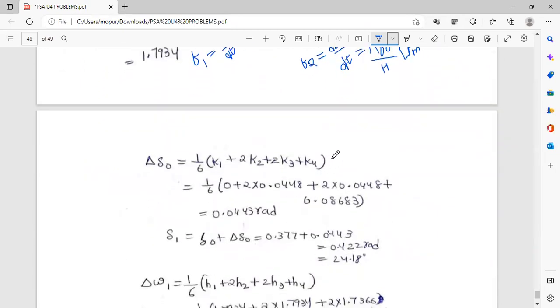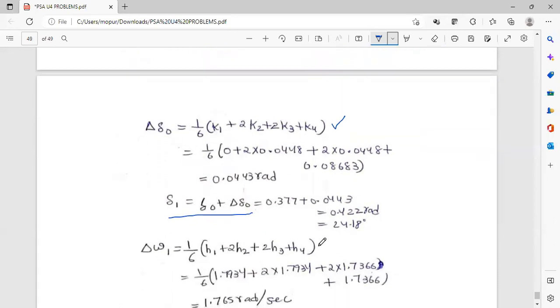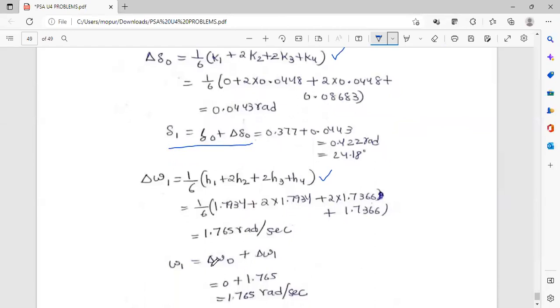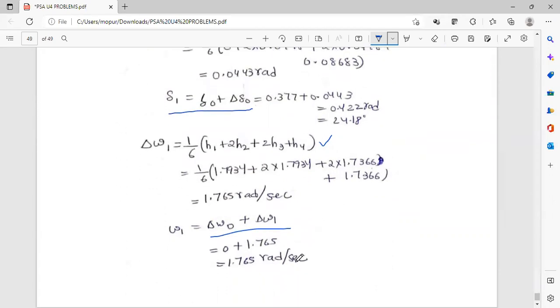Now this is the formula to find del naught. And after finding del naught, del 1 is equal to del naught plus del naught. Similarly, this is the formula for finding del omega 1. After finding, del omega 1 is equal to del omega naught plus del omega 1. This is the procedure for finding the solution of swing equation using step-by-step method, modified Euler method, and Runge-Kutta method. With this, the power system stability problems are ended.